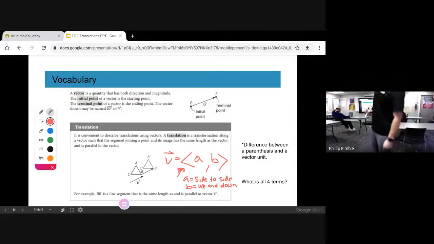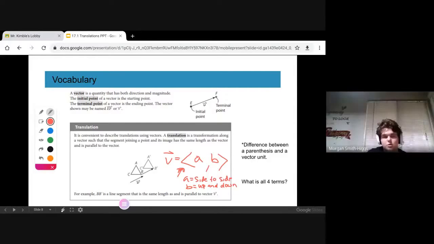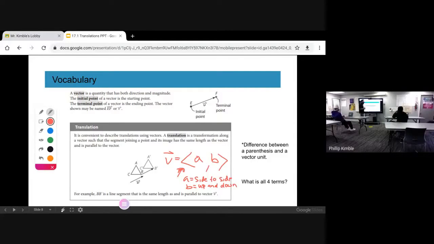And so look at this. Right here, guys, is what we call our initial point. That's our initial point. This is where it starts. So what's that called, Morgan? The initial point, our original position.